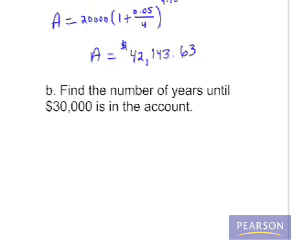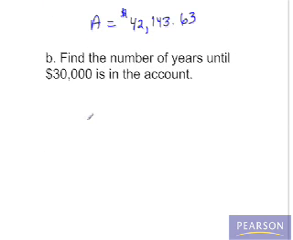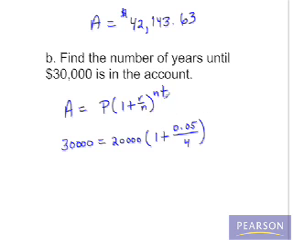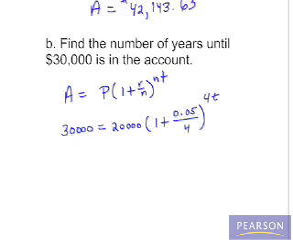B. Find the number of years until $30,000 is in the account. So again, we'll start with the compound interest formula. A equals P times 1 plus r over n raised to the nt power, and the amount will be 30,000. So A will be 30,000. Our principal, 20,000. Interest rate stays the same, 5%, over n, which is 4. And we're going to be solving this equation for t, trying to figure out the number of years, or how long it will take for this to happen. So n is 4 and t stays t. So we're going to solve this equation for t.